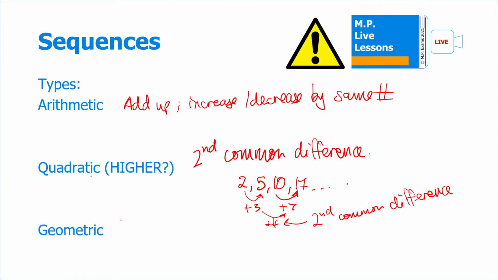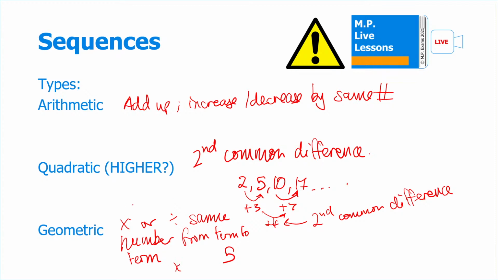Whereas with geometric, we multiply or divide by the same number from term to term. For example, we could start at 5, and if we multiply by, let's say, negative 2 each time, our next number would be negative 10. Negative 10 times negative 2 is 20. Then negative 40. Then 80, and so on. This is an example of a geometric one.